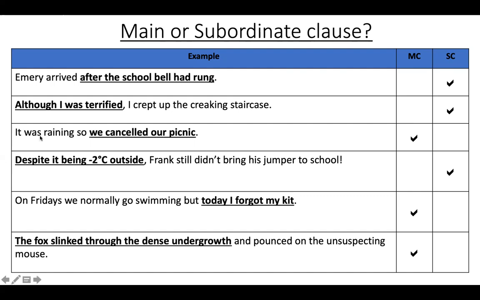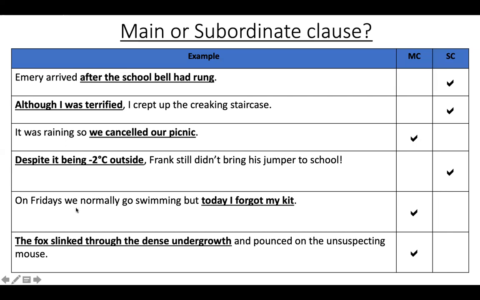The third one, It was raining, so we cancelled our picnic. So we cancelled our picnic. If you read that in isolation by itself, does it make sense? Yes, of course, it does. So therefore, the third example is an example of a main clause. The fourth one, despite it being -2 degrees Celsius outside, Frank still didn't bring his jumper to school. The underlined part here is a subordinate clause once again, despite it being -2 degrees Celsius outside. That doesn't make sense on its own, so it's a subordinate clause.